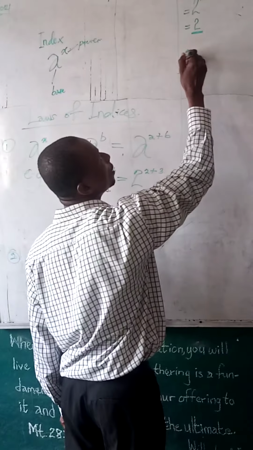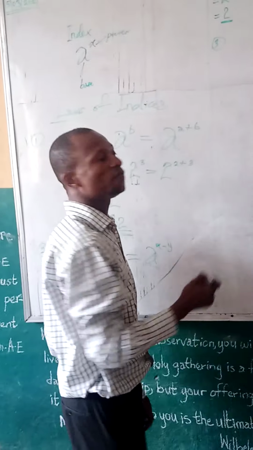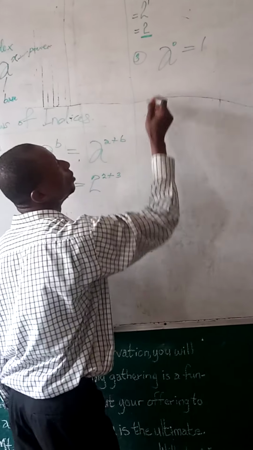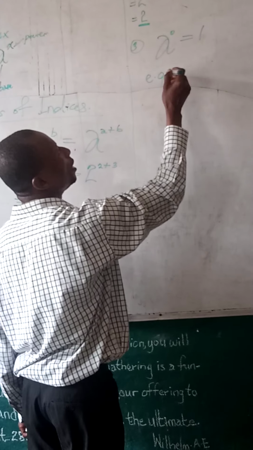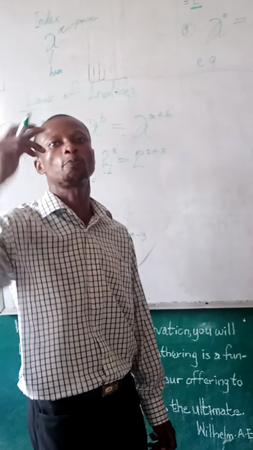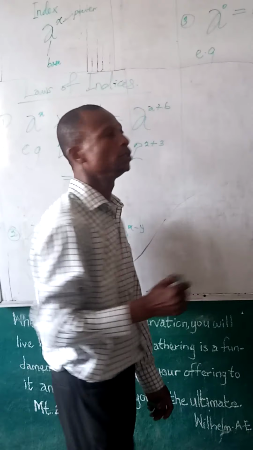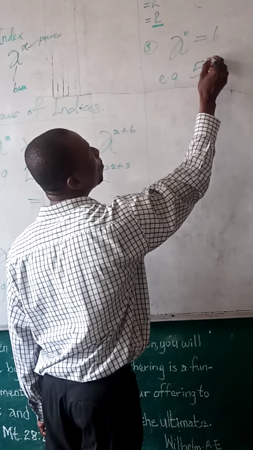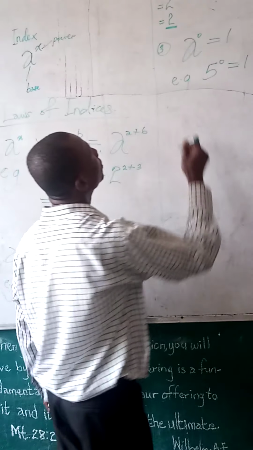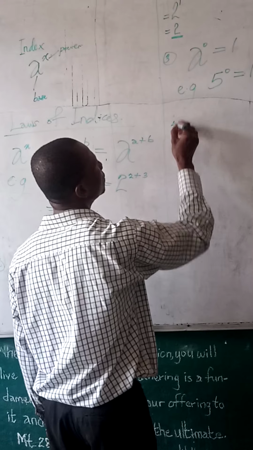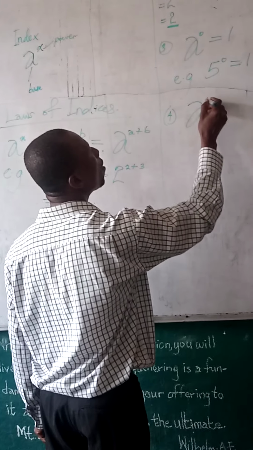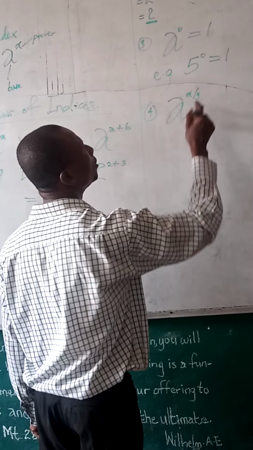The third law states if I have a raised to the power 0, it is equal to 1. For example, any number, even your name as a person, if I say William raised to the power 0, it is equal to 1. So meaning that if I have 5 raised to the power 0, it is equal to 1.